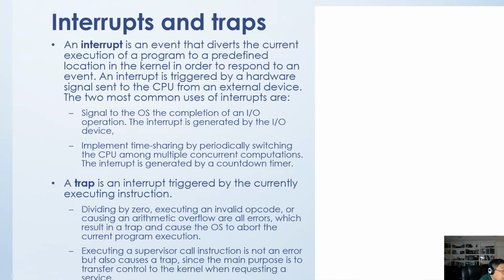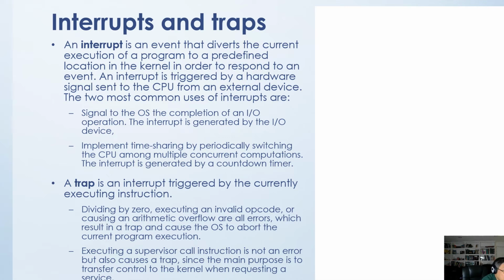Okay, let's switch to the new topics, interrupts and traps. Let's first talk about interrupt. An interrupt is an event in which the CPU alters the execution sequence. It's an event that diverts the current execution of a program to a predefined location in the kernel in order to respond to an event. Now, what does that mean?